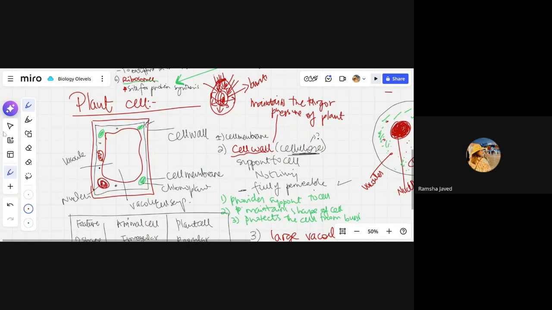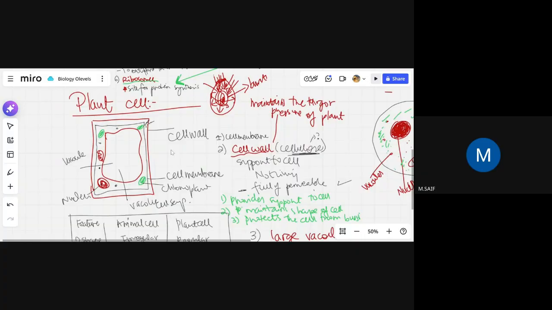So now moving on to the next thing that a plant cell has, it has a large vacuole inside it. And that vacuole contains sugars and salts, okay?